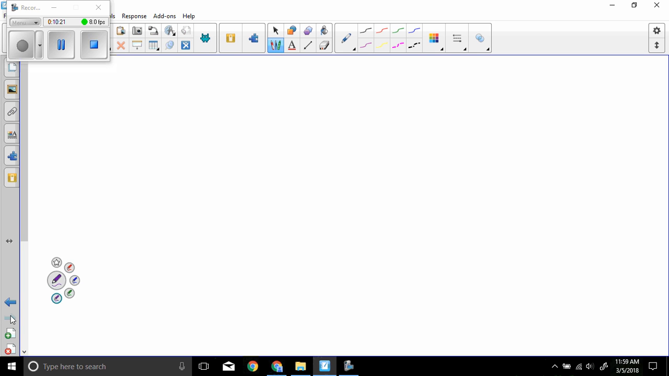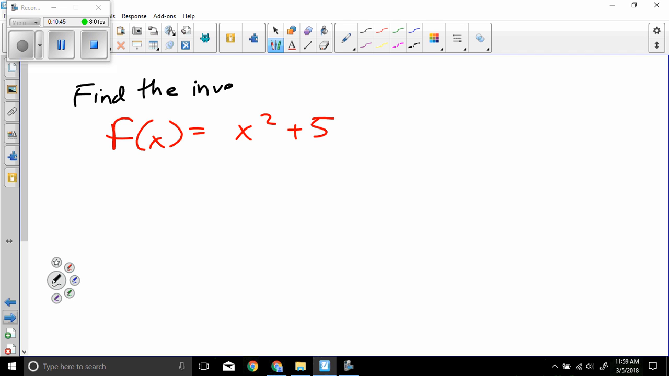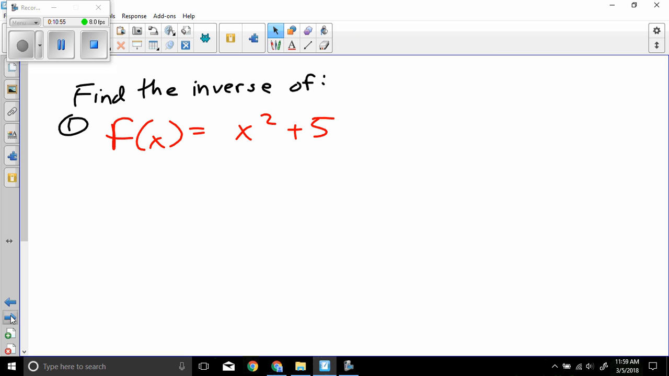Next type of thing that I want to get into is this idea of inverses. So if I gave you an example such as f of x equals x squared plus 5, and now I make the statement, find the inverse of, and then I want to find the inverse. Well, let's write some steps over here on the side. So steps.